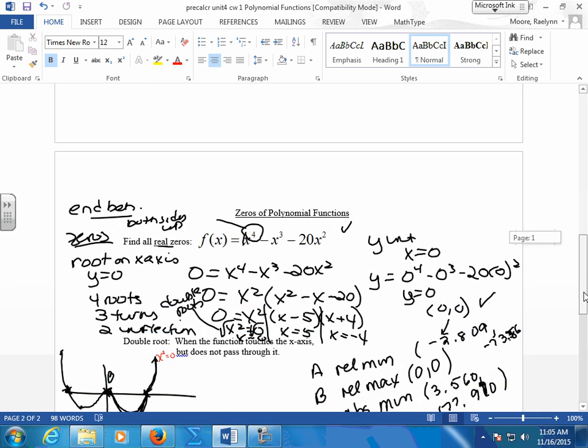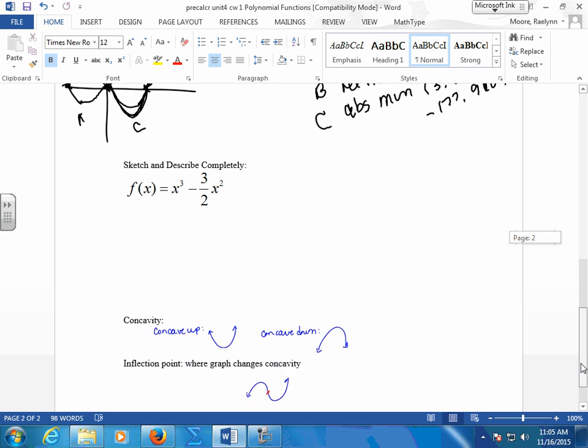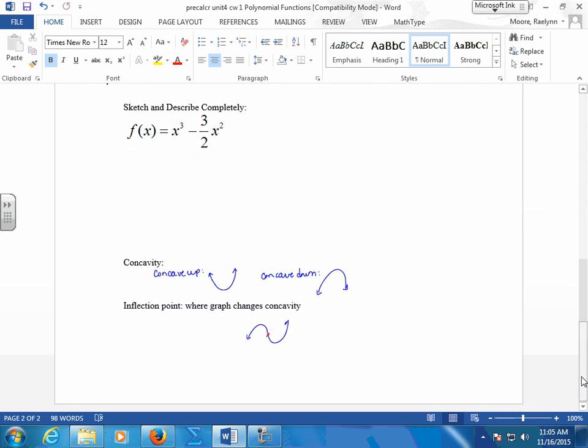I want you to just be able to realize we're doing the same exact thing, we're just adding a little bit more. All right, so let's talk about this guy. How many zeros should this have? 3 zeros. How many turns? 2. And I'm going to add the 1 inflection point. This time we'll do an inflection point.